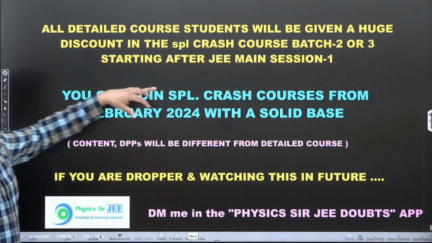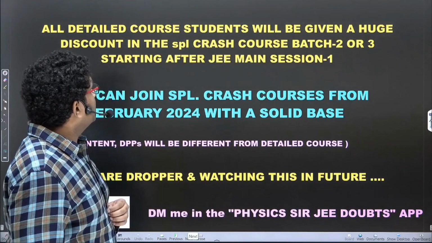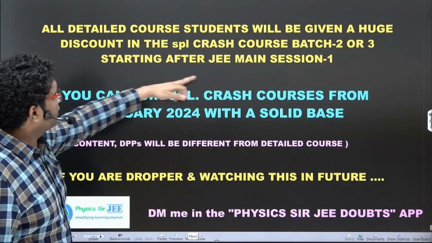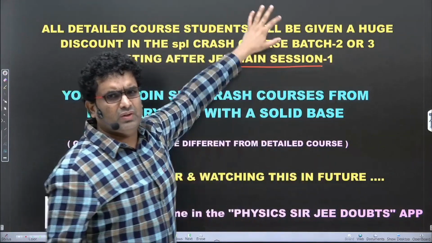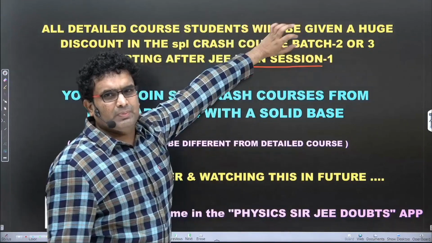So all detailed course students, especially batch 1 students, will be given a huge discount in the special crash course batch 2 or 3, starting after JEE Main session 1. If you are choosing batch 2 of the detailed course, I'm not saying you're not eligible, but you will not be able to spend time on this.